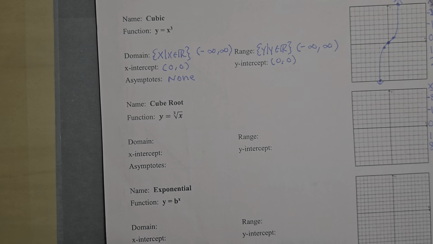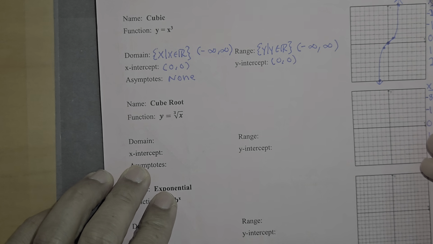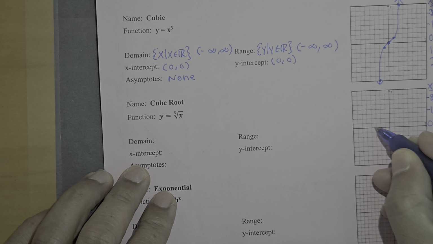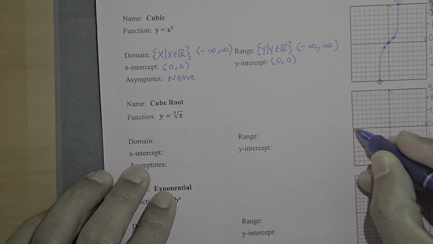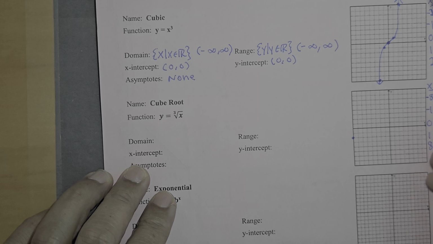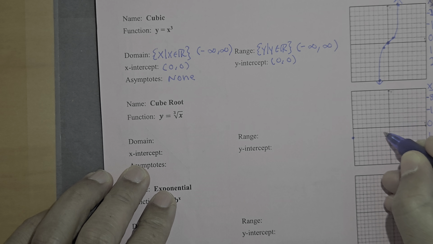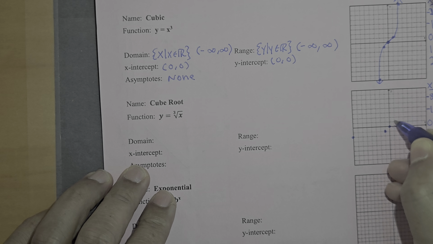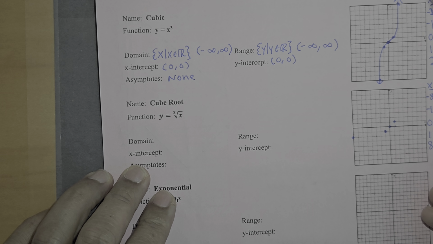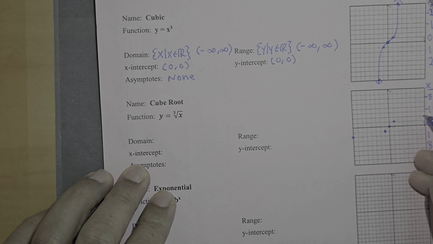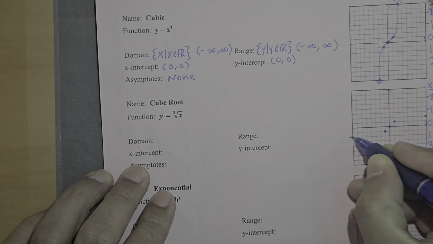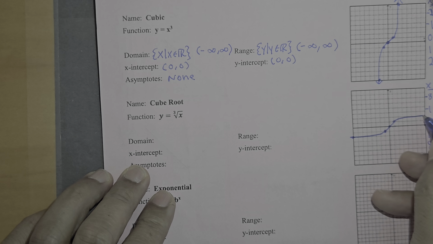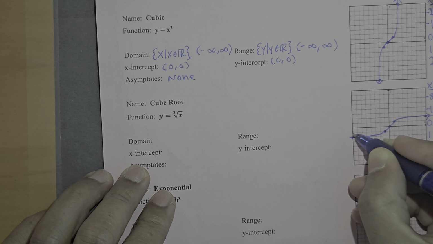Okay, so with that said, let's plot the points. So if I go left 8 from the origin, I go down 2. 1, 2, 3, 4, 5, 6, 7, 8, down 2. That's the first point. And then if I go left 1 from the origin, down 1. And then the point 0, 0, that's right at the origin. And if I go right 1, up 1. And if I go right 8, I go up 2. So notice the difference between these two graphs. And like I said, these two functions are inverses of each other.